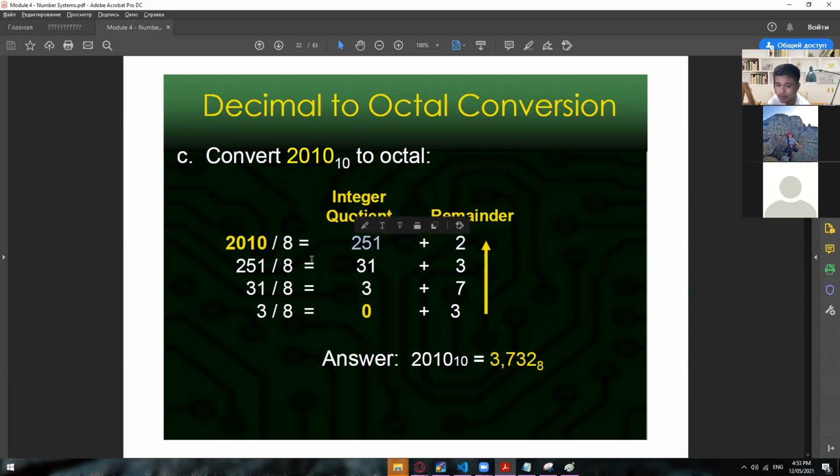So 251 divided by 8, you will get 31.375. So 31 for the whole number or integer quotient, and then 0.375 times 8 is equal to 3. So just multiply the decimal point by our divisor for you to be able to get our remainder.